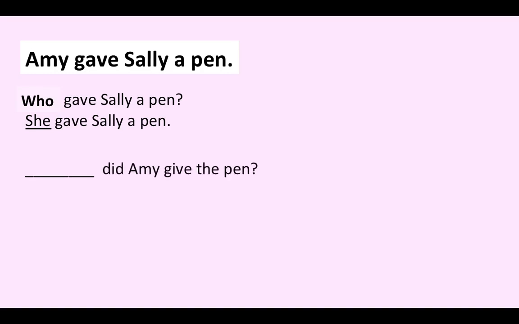Another example is if we ask, who or whom did Amy give the pen? Let's think about how we would answer this question. We would say, Amy gave the pen to her. Because we use her, we can insert to whom. To whom did Amy give the pen?